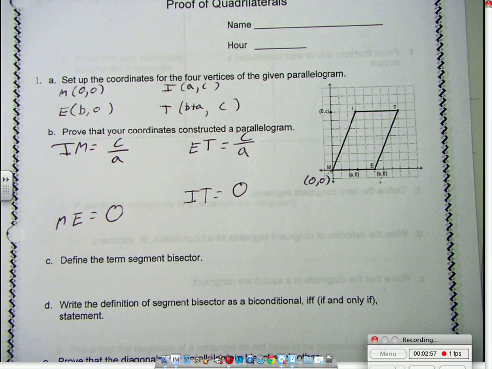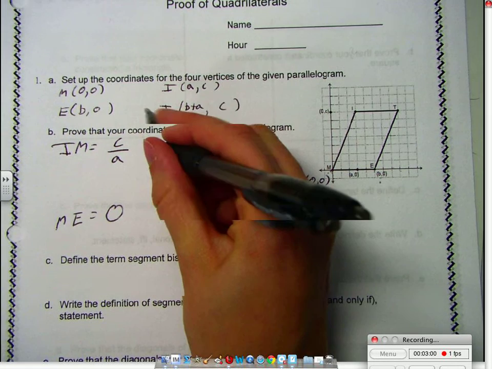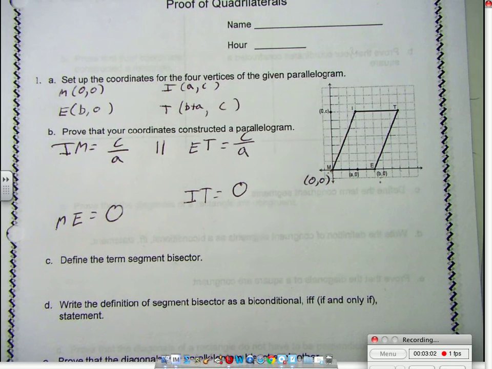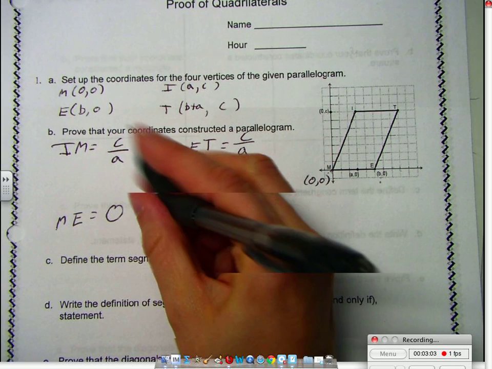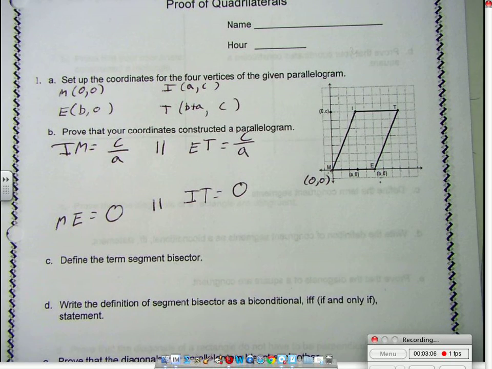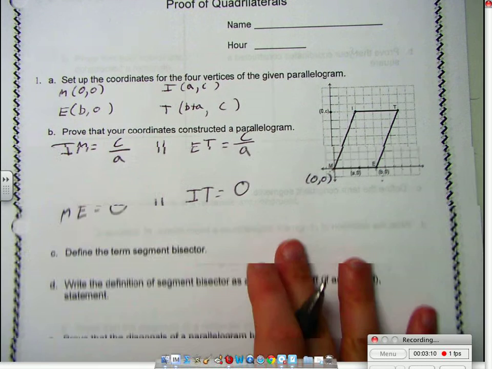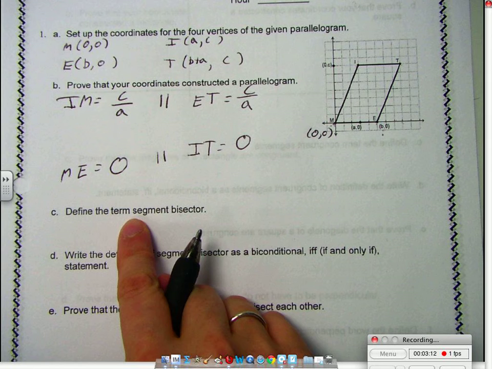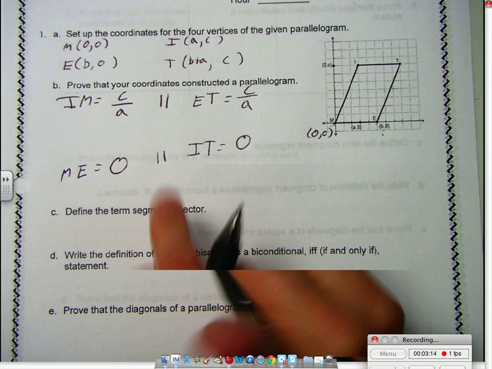Okay. Do we agree that IM is parallel to ET? Do we agree that ME is parallel to IT? Yep. Okay, so we've proven that it is a parallelogram. Opposite sides are parallel.